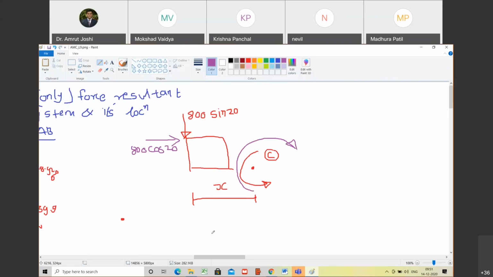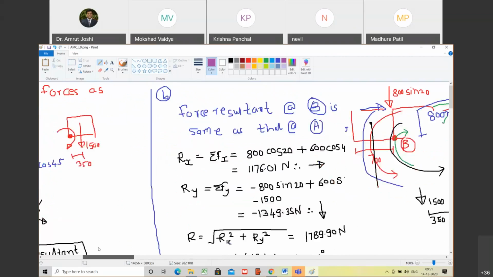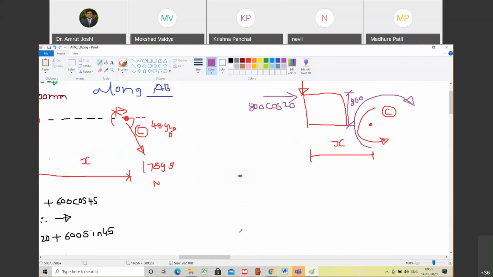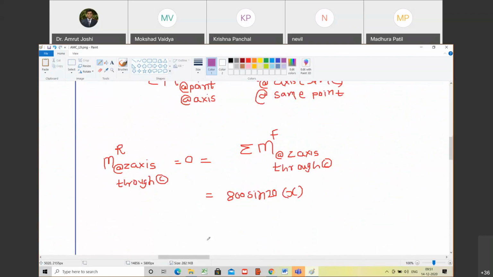So its sign is going to be negative. And what is the moment? 800 cos 20 into this distance. But how much is this distance? 800. Yes, it is 800. So therefore, क्या आने वाला है मोमेंट बताओ? 800 cos 20 into 800 but negative. Are you with me? Yes, sir. So minus 800 cos 20 into 800. तो अल्जेब्रिक सम का मतलब समझ में आया अभी? पॉजिटिव और नेगेटिव साइन के साथ. Are you with me? Yes, sir.